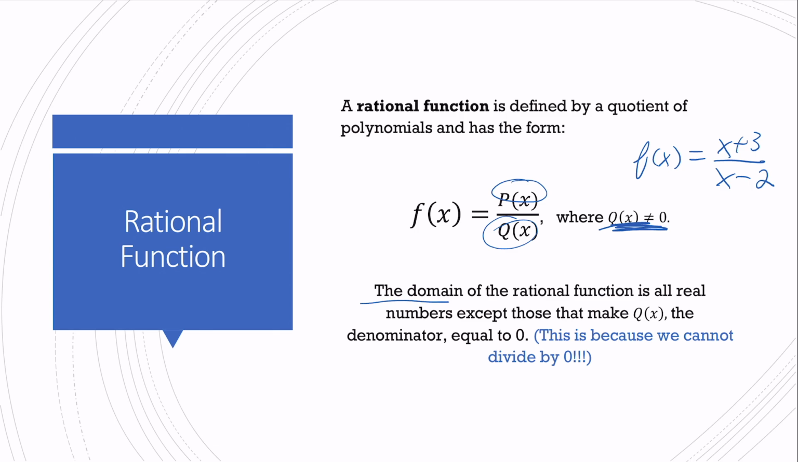And the domain of the rational functions, so all possible x values it can take on, is every real number except those that make our denominator equal to 0. So for this made-up example, my domain would be every single number as long as it isn't equal to 2. Because if I substituted in 2 to this function, 2 minus 2 would give me 0. I divide by 0. So for this function, our domain is every real number except 2. And we're going to talk about how to find domains a little bit further on in the video.